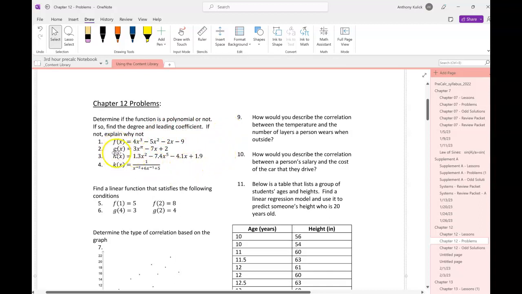How about g of x? Is that a polynomial? No. It's pi. The exponent is not a whole number. Pi is a decimal. How about h of x? Is that a polynomial? Yes, all the exponents are positive whole numbers. What's the degree? 5. And the leading coefficient? Negative 7.4. It's the coefficient on the biggest degree term.